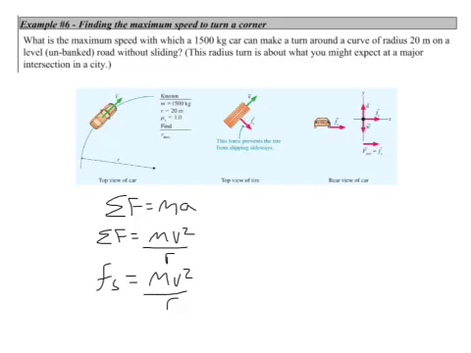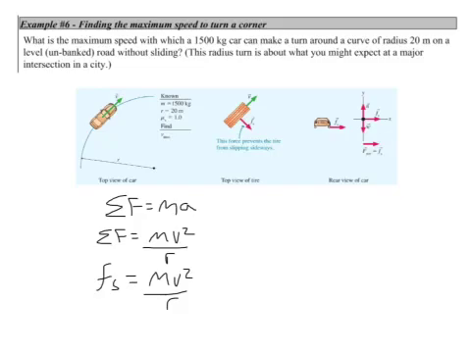So the only difference between this example and the previous one is that the tension force toward the center has been replaced by a static friction force toward the center. So there's three forces acting on this car: the weight force, the normal force, and the static friction force. Because there's no vertical motion, the weight and the normal forces are equal and opposite. So the net force toward the center of the circle is the force of the static friction.